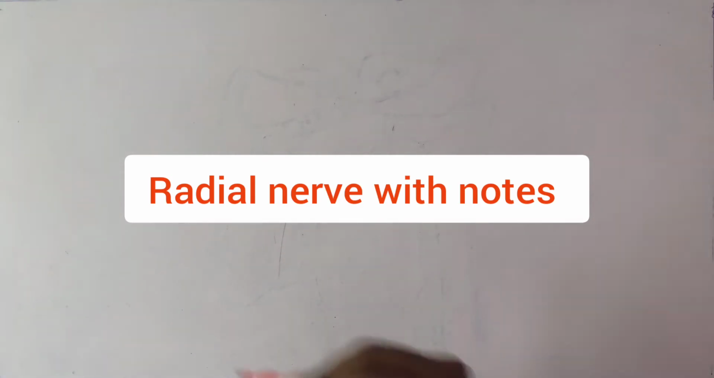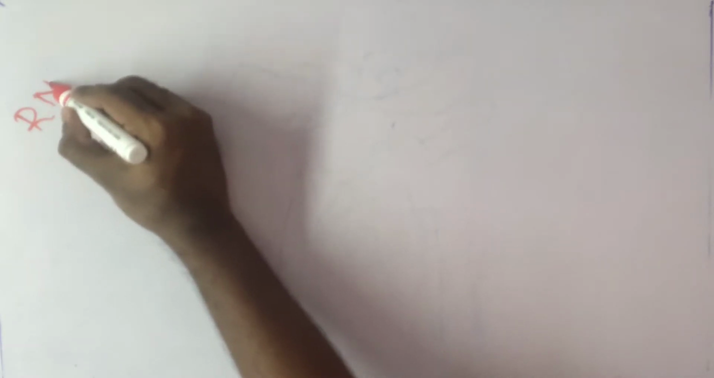Today our class is about radial nerve. It is very important for 5 marks as well as in the essay question.